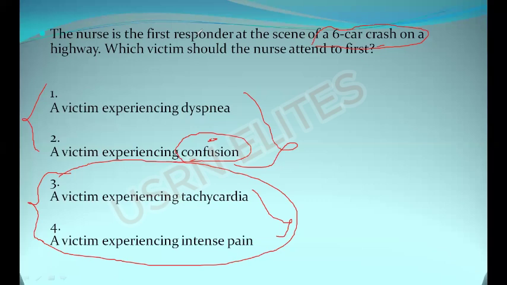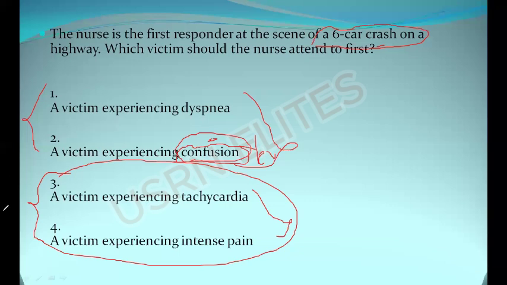For this one too, I think difficulty breathing should come first. Confusion is a sign of brain involvement, there is no doubt. But if this one happened to be a decreased level of consciousness, it means the person's airway is also not protected, and the brain is also involved. So that one will take priority over the dyspnea, but just confusion.